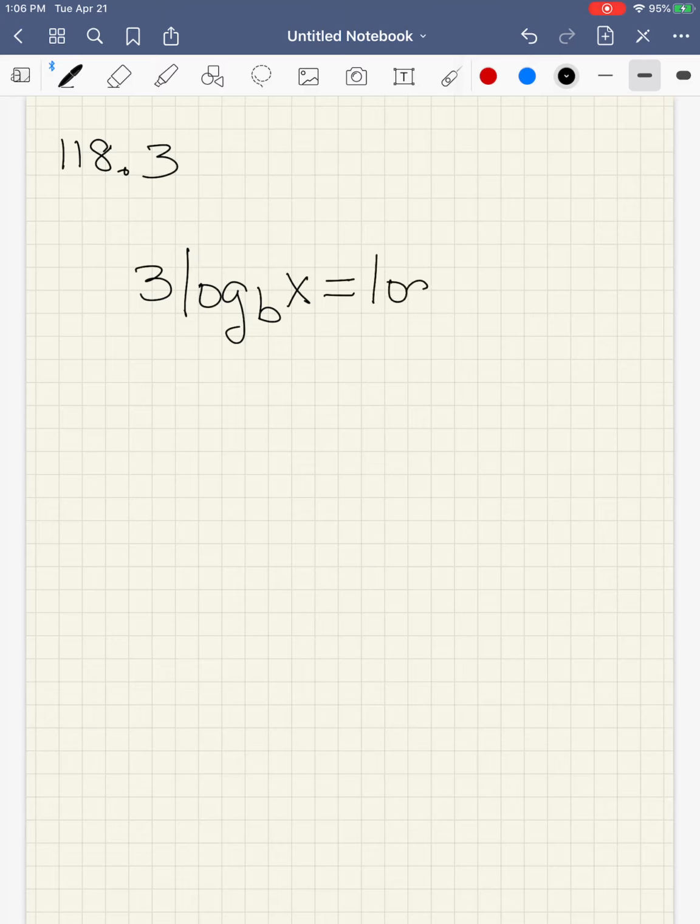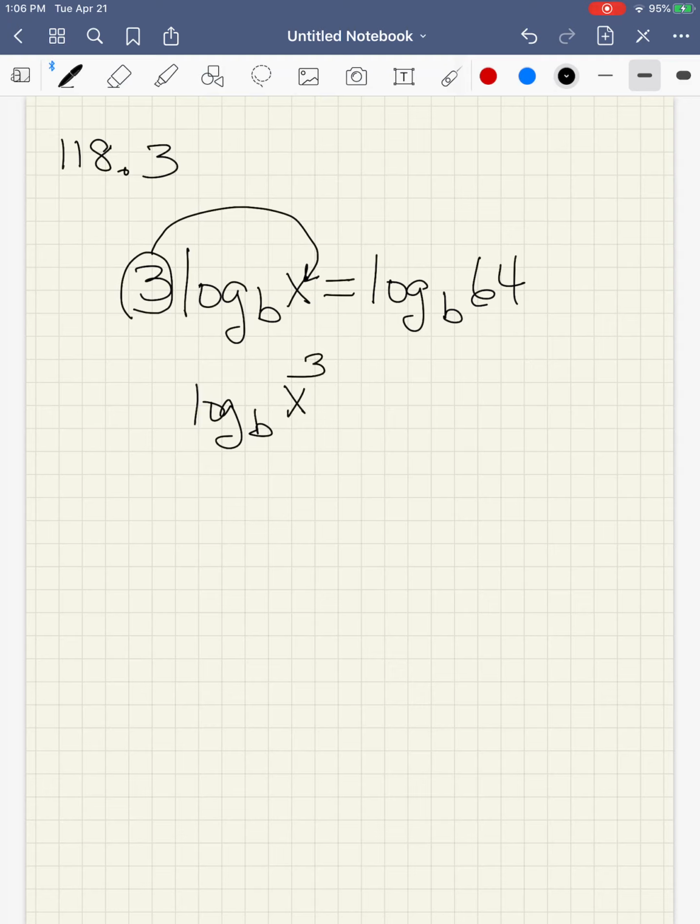What does it mean when a number is multiplied times a logarithm? Or a variable, anything multiplied times a logarithm? Means that the number out in front is actually an exponent here. It's being raised to a power because when we multiply exponents, we're raising to a power. So this actually becomes log base b of x cubed is equal to log base b of 64.